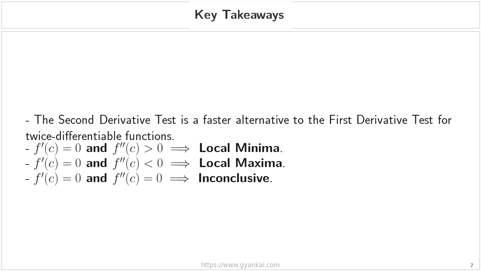Finally, if the first derivative of f at c equals 0 and the second derivative of f at c also equals 0, the test is inconclusive. As we highlighted in the common mistakes section, this does not automatically mean you have a point of inflection. It simply means the second derivative test cannot provide an answer, and you must revert to the first derivative test to determine the nature of the point.